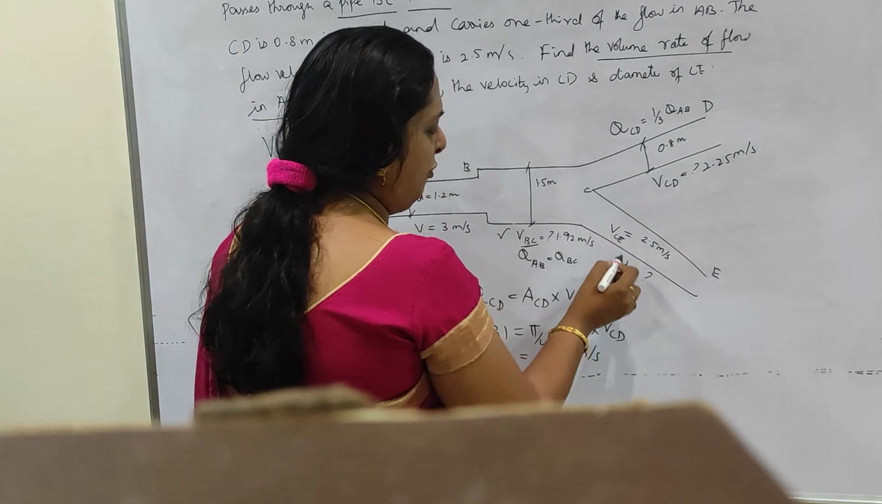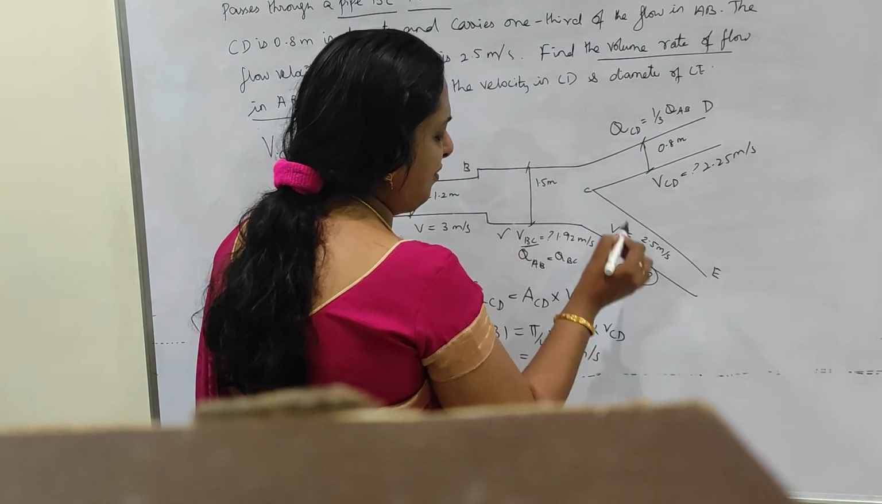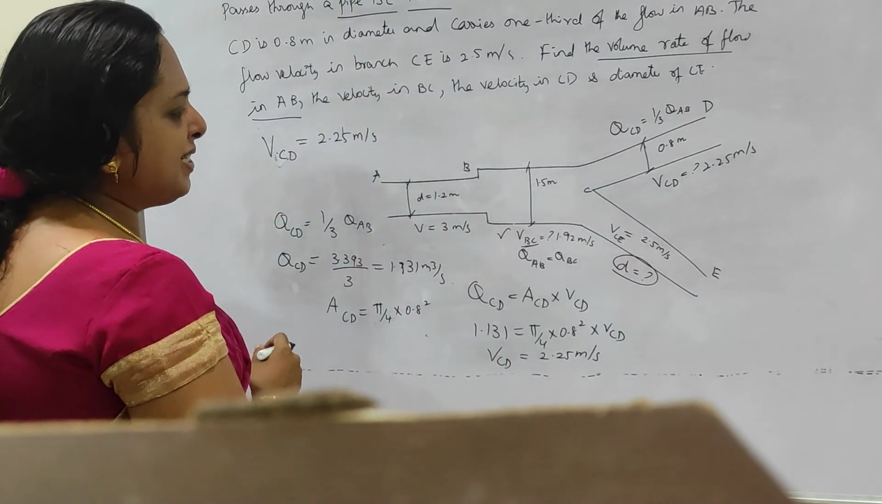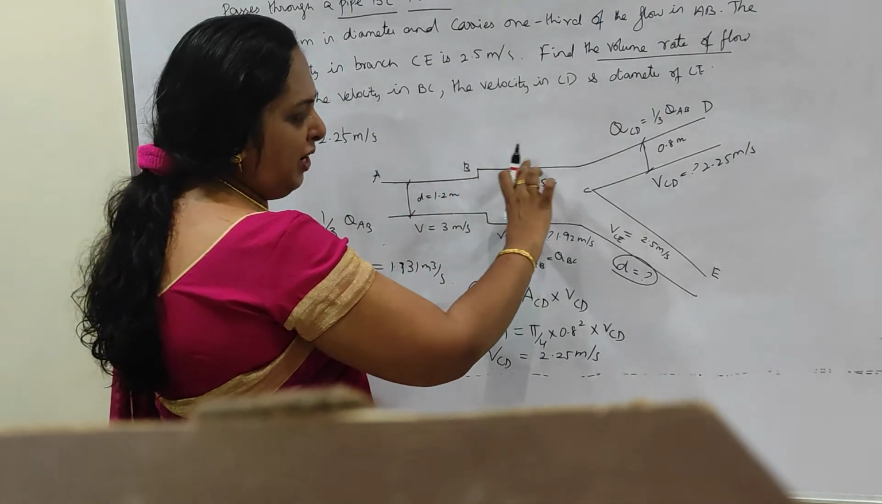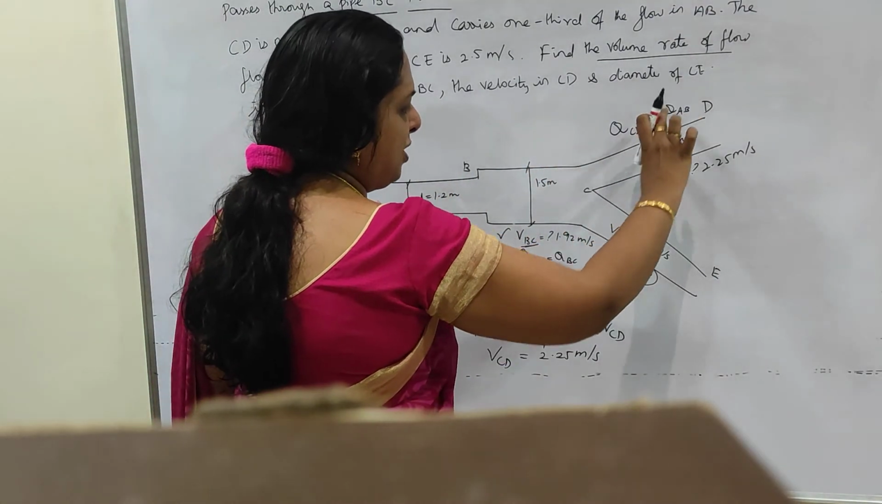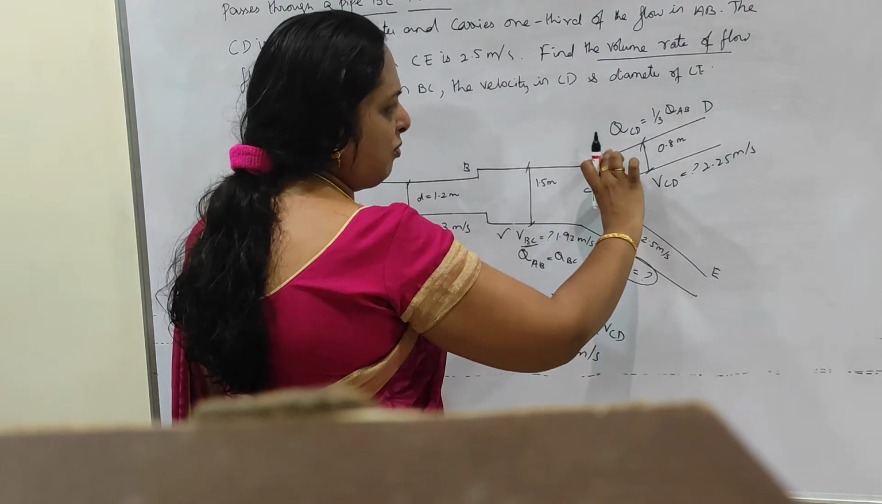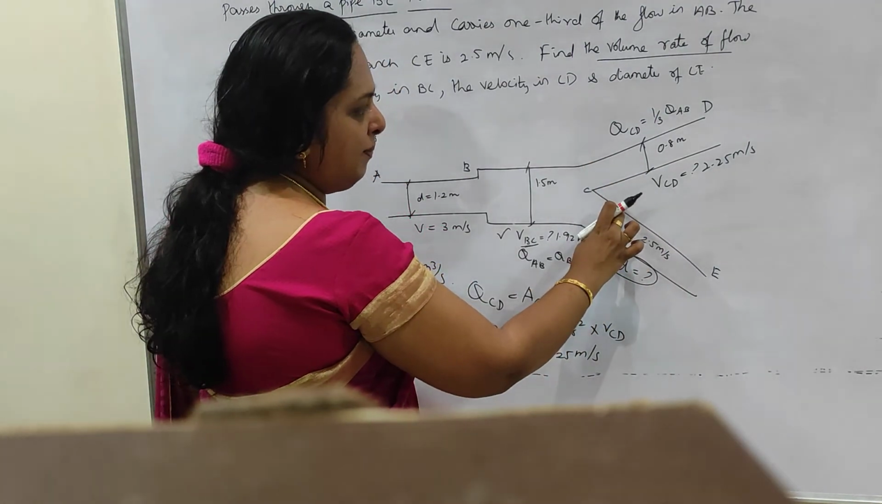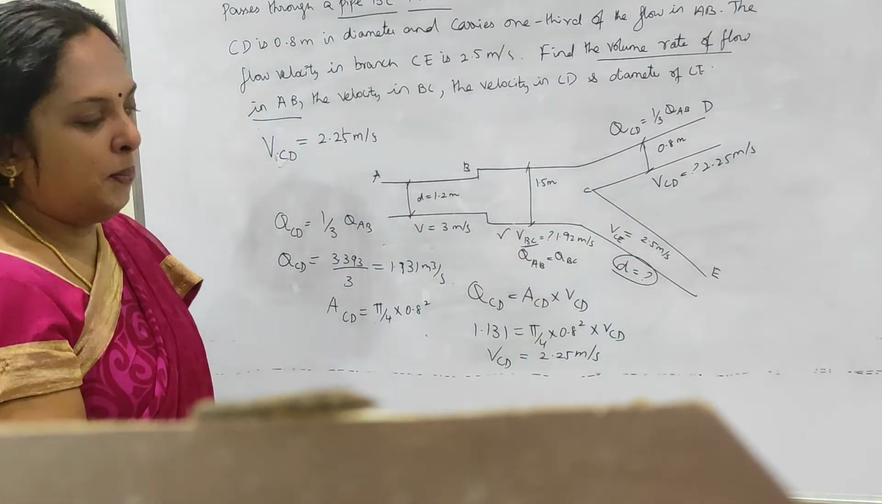Now what do I have to find out? I have to find out the diameter of this pipe CE. Since this total flow Q is being branched here and here, this is 1/3 of this. So what will be the remaining here? That will be your 2/3.